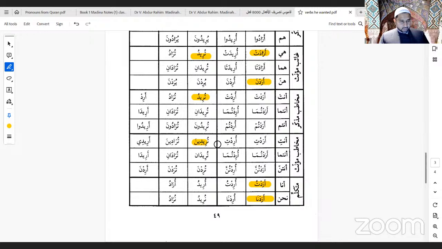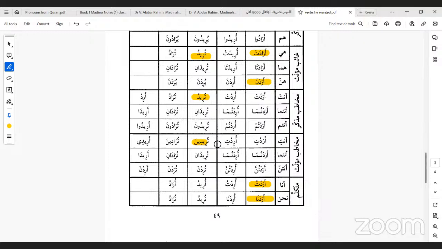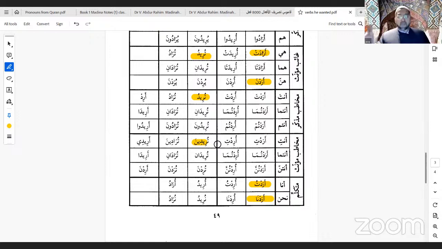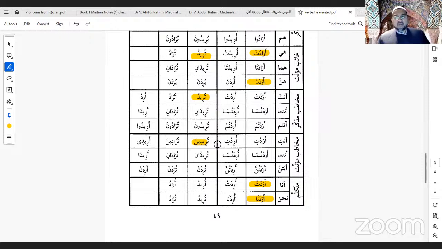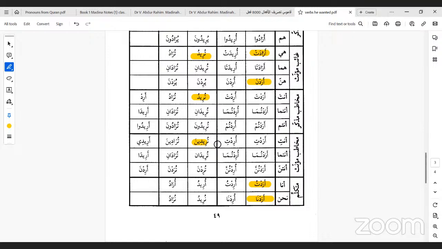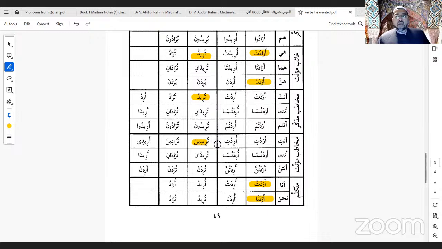Sir, what is the difference between the four-letter and the three-letter? For aqama it will be yuqimu, whereas for qama it will be yaqumu. Qama yaqumu, right, and aqama yuqimu, correct. What is the difference in meaning between the two? The meaning of qama yaqumu comes mainly in the meaning of standing up. Qum, stand. And when you want to give the meaning of establishing, or someone initiating or causing something, then you use aqama yuqimu.